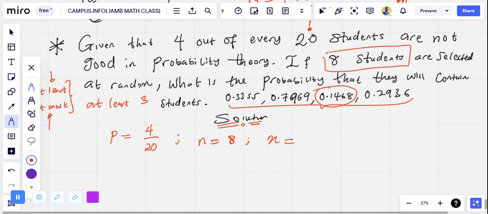If you score 4, I will not flog you. If you score 5, I will not flog you. That means the range from 3 to 8 simply implies at least 3. It's coming from the highest mark, 8 over 8. Then it comes down to at least 3. So starting from 3 to 8, that is what I want to consider. That's for at least 3.